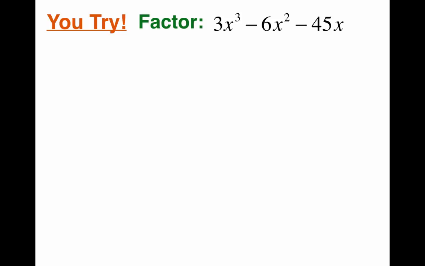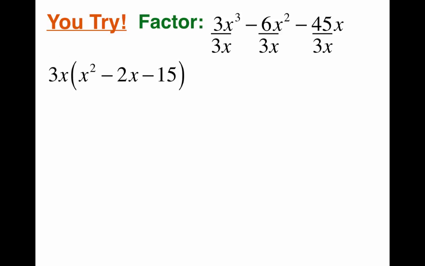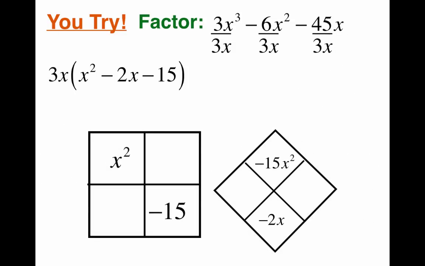Okay, you ready to check your answer? Have you finished the problem? This one's definitely a special case because what can you pull out? Well, you can divide a 3 and an x away from each of these. A 3x can be divided on all of them. So we're going to be left with a 3x out in front, and we're going to have x squared minus 2x minus 15. That's what we're going to do our rectangle diamond with.